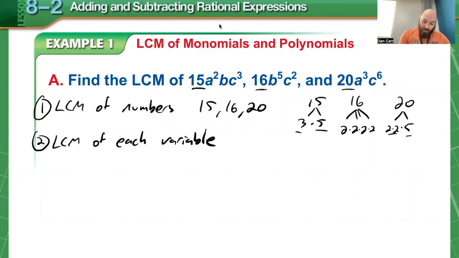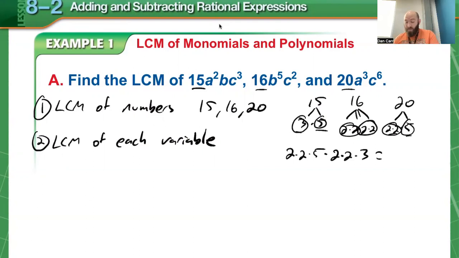So again, I already have these. I have these two in common with these two, so I'm going to put a 2 times 2 in my least common multiple. I've got a 5 and a 5 here, so I can put a 5 there. And then I still have a 3 and 2 more 2s, so I'm going to put those 2 like that and a 3 right there. This will give me my least common multiple of the numbers: 2 times 2 times 5 times 2 times 2 times 3, and that gives me 240. So all three of these numbers can multiply up to 240. For my least common multiple of the numbers, I've got 240.